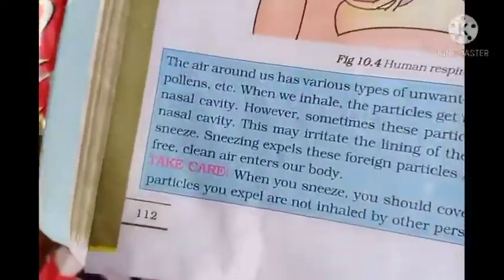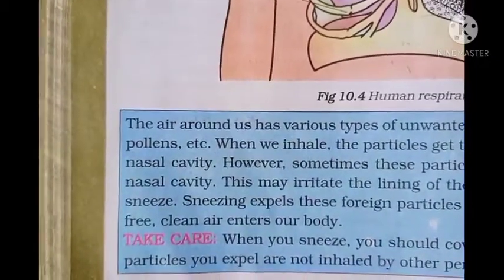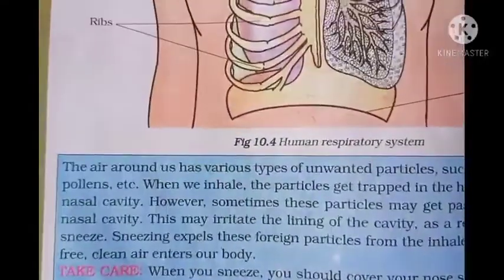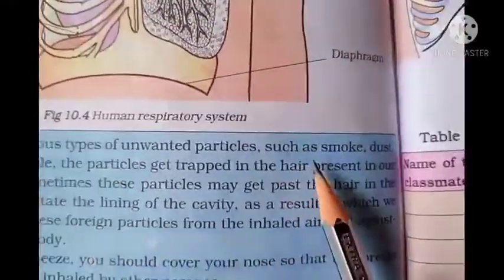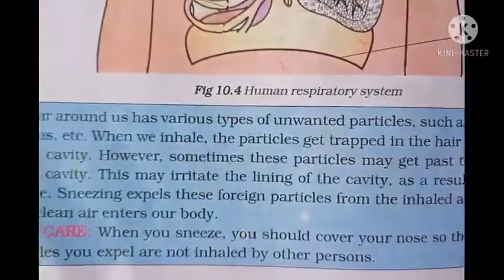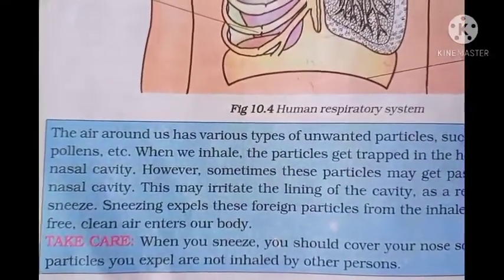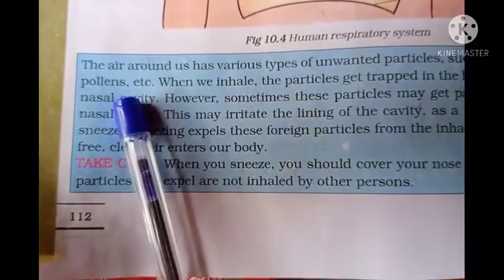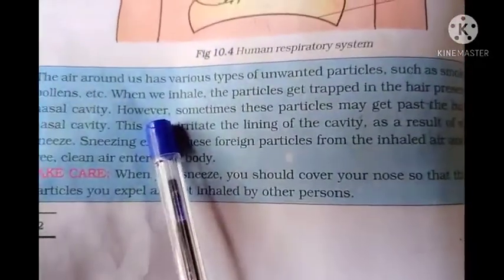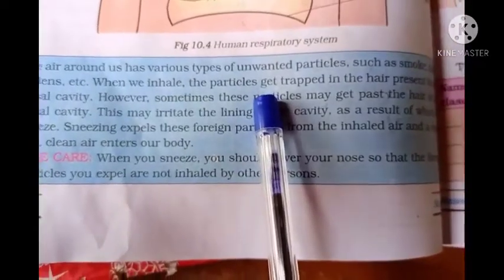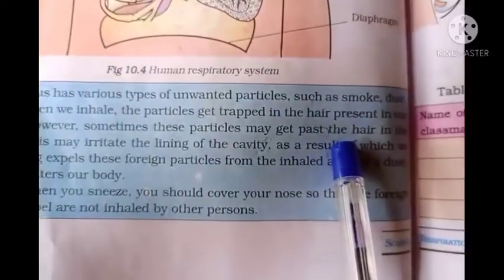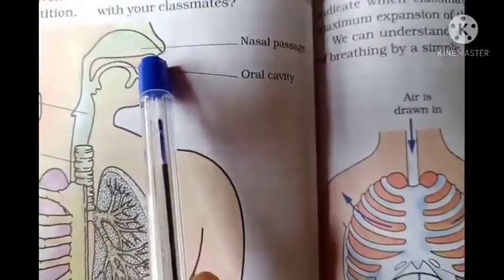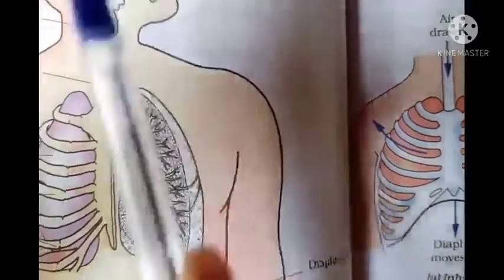And also see, the air around us has various types of unwanted particles, because air is a mixture. There are some unwanted particles in air, such as smoke, dust, pollen, etc. Here pollen means a powdery substance. When we inhale, the particles get trapped by the mucus and hair present in our nasal cavity. That is the nasal cavity.